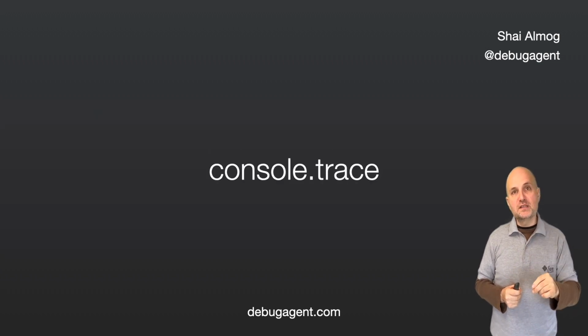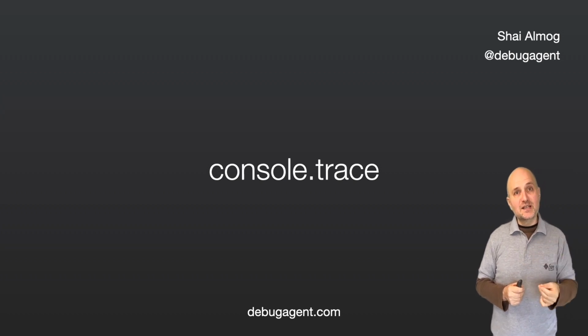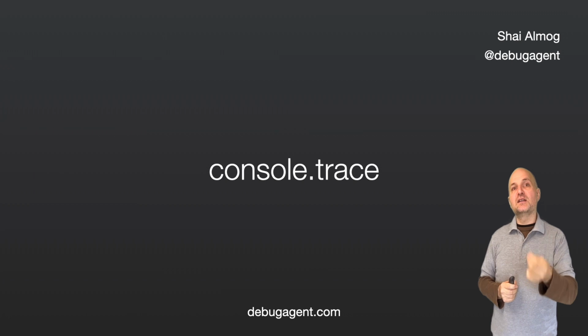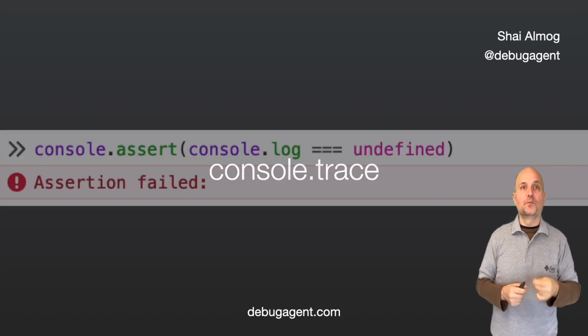The console.trace method can print the stack trace to the current location. This isn't as useful due to the asynchronous nature of JavaScript code, but in some circumstances that might prove useful.